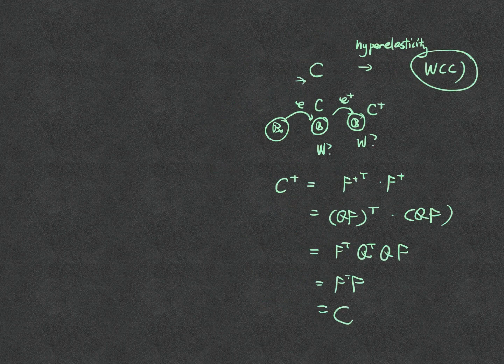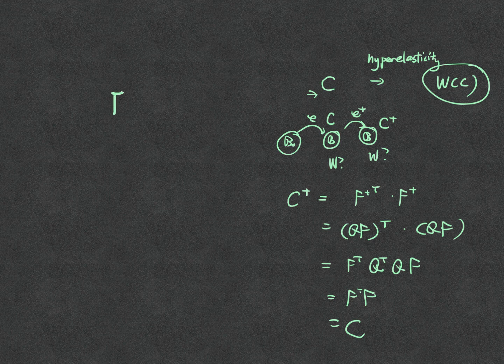Okay. Now there's another choice. Sometimes people want to write E, which is one half of C minus identity. Okay. So E is also another strain measure that people use. Do you know why sometimes people want to use E instead of C?